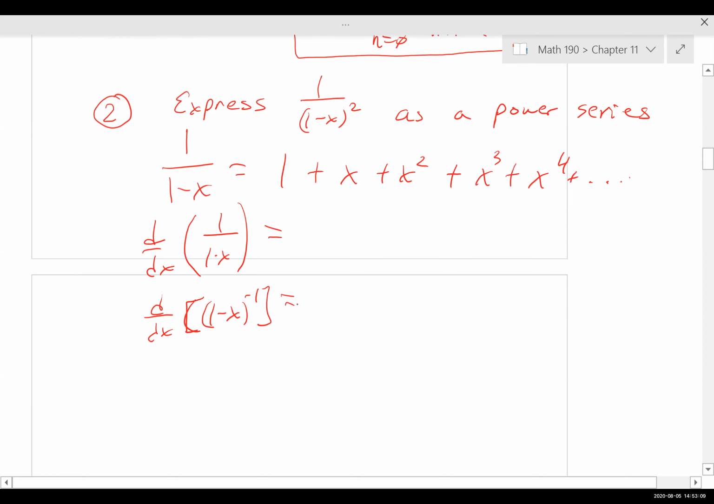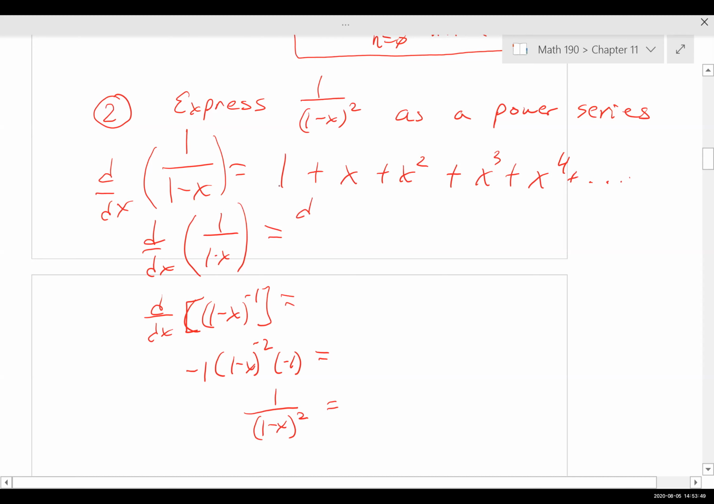Okay. Which is going to be, let's take the derivative of this. Oh, we don't need the d dx. So this is going to be negative 1 times 1 minus x to the negative 2 times, using the chain rule, negative 1. Well, that's kind of cool. So the negatives are going to cancel each other out. This is going to be 1 over 1 minus x squared. Okay, so the derivative of the left side here is exactly what I want to end up with.